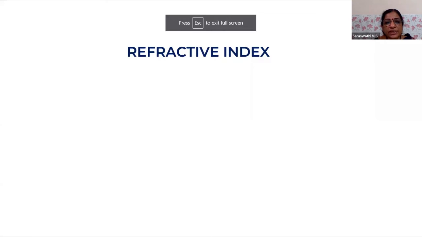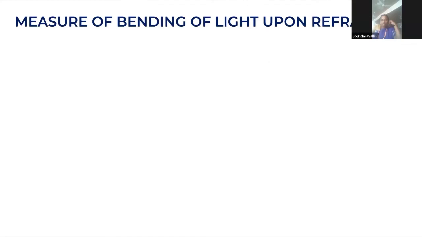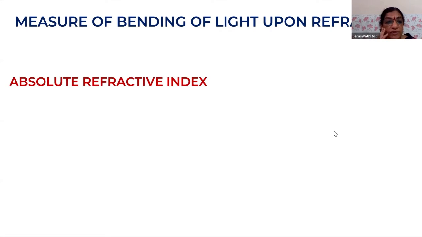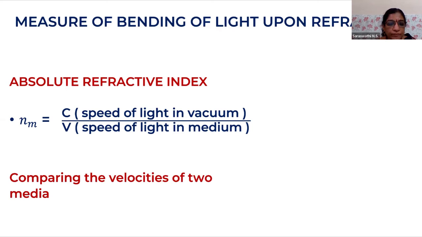So what is refractive index? It's nothing but the ratio of sin i to sin r, which is a constant. The constant that you get is going to be constant for a particular color and particular pair of media. So it is a measure of the bending of the light upon refraction. It gives you an indication of the optical density of the medium. Absolute refractive index is nothing but the speed of light in vacuum to the speed of light in a medium.